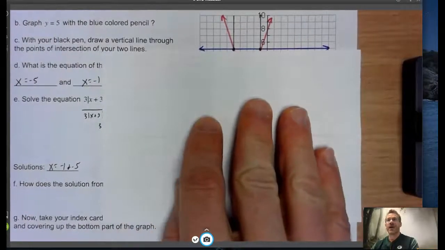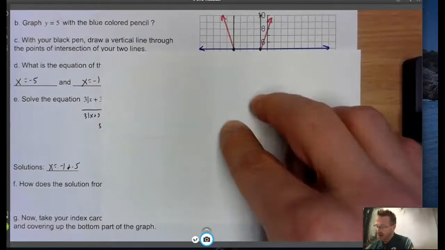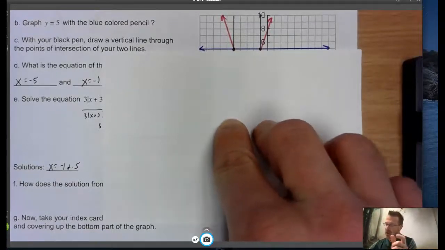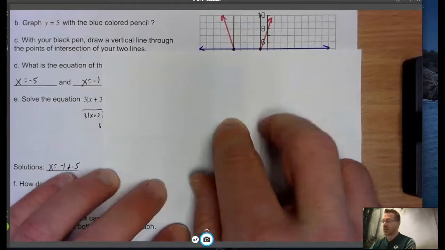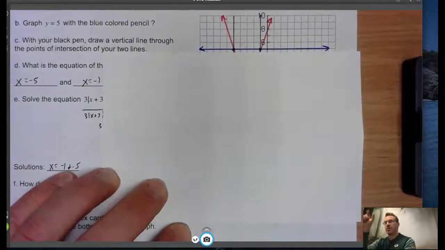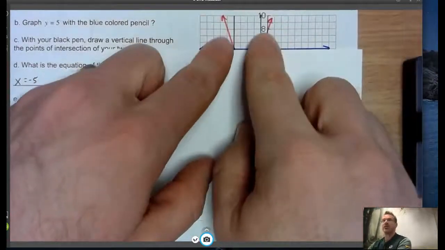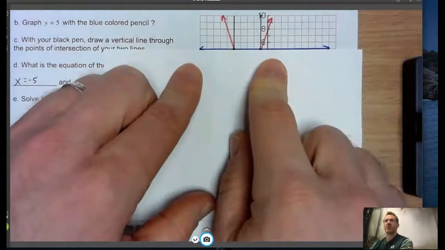So if we cover that up, where do you see the absolute value graph? Is it between the vertical lines or outside the vertical lines? Looking at those vertical lines, which are the black lines that we drew in there, we can see that the red graph, which is the absolute value graph, is on the outside of those vertical lines, correct?